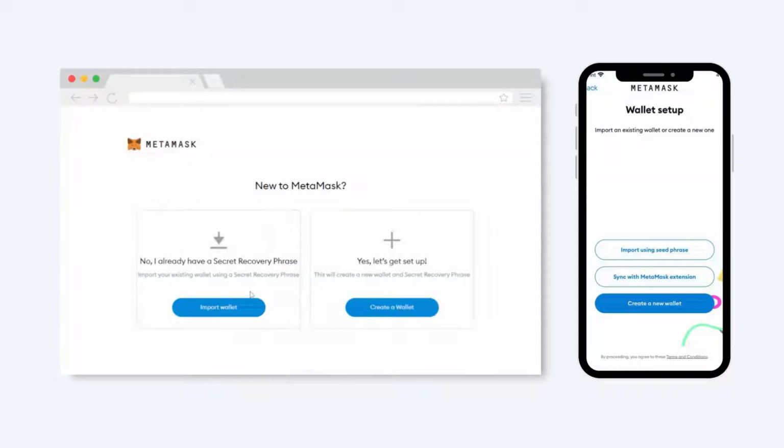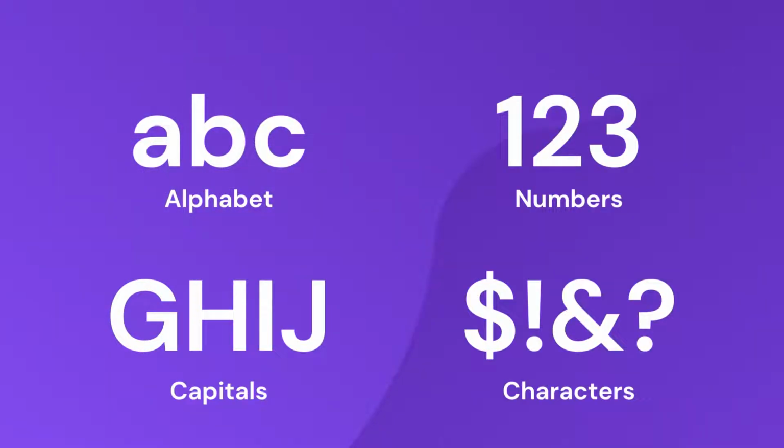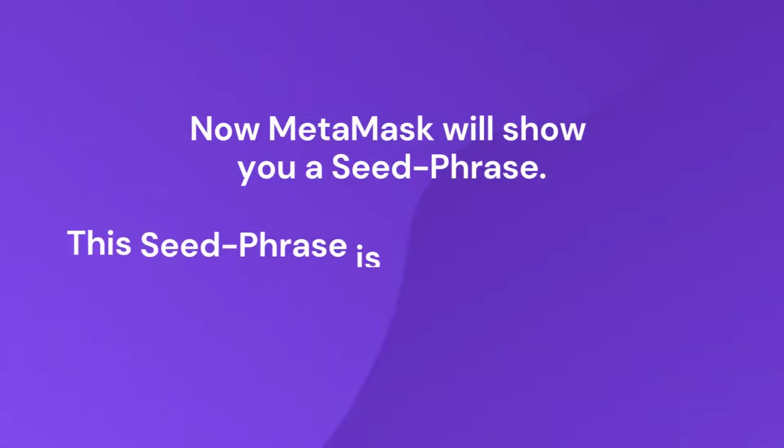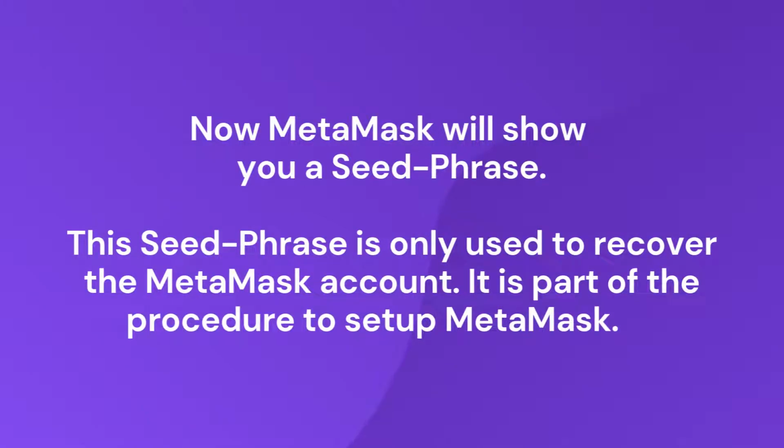Now you have the option to import a wallet or create a new one. Choose Create a New Wallet. Set up your password. We recommend using a password with a combination of alphabet, numbers, capital letters, and characters. Now MetaMask will show you a seed phrase. This seed phrase is only used to recover the MetaMask account. It is part of the procedure to set up MetaMask.